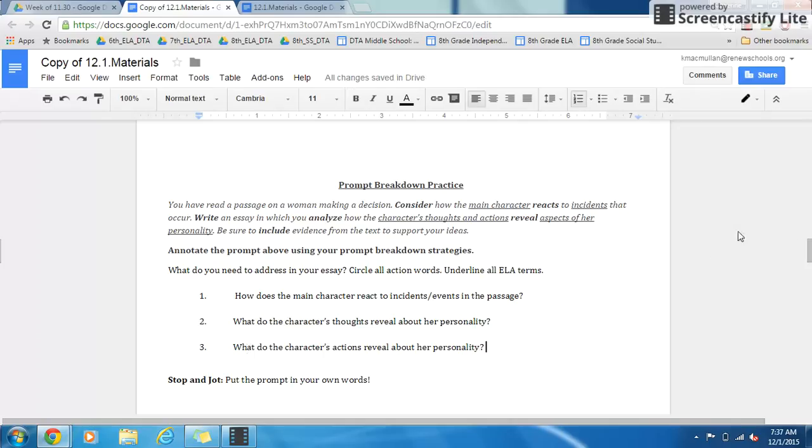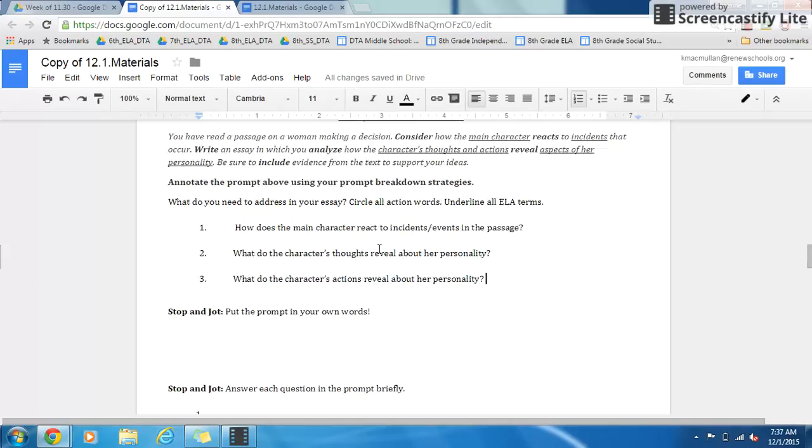So something that's really important here is that if I'm looking for the character's thoughts revealing something about her personality, I need to choose evidence that is a thought. If I'm looking for what do the character's actions reveal about her personality, then I need to look for a character action when I'm looking for evidence. And when I'm talking about personality, that means I have to decide who is this character.